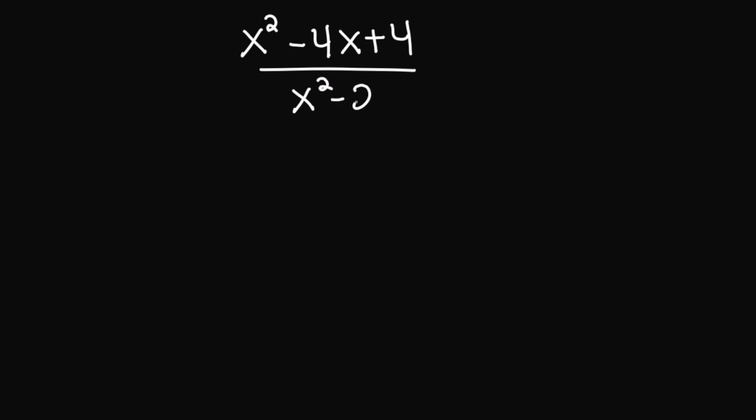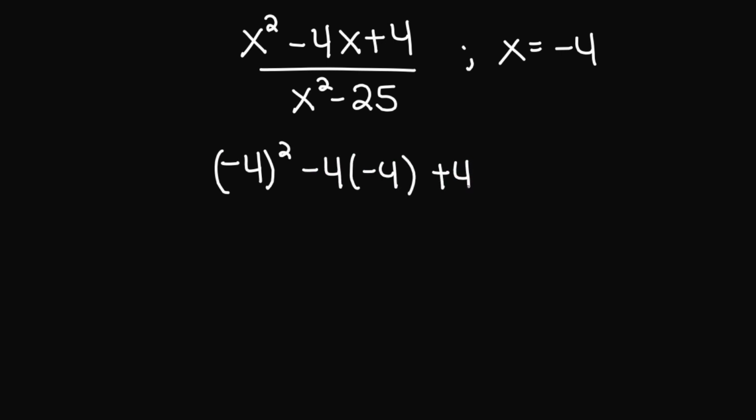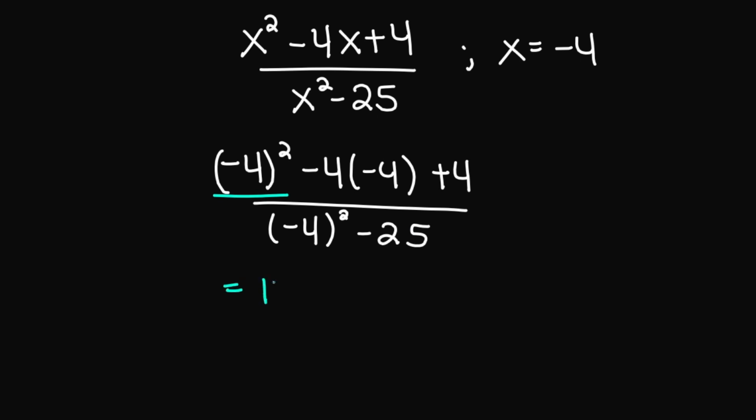So let's look at this expression here, x squared minus 4x plus 4 over x squared minus 25. And let's say we say x equals negative 4. So wherever there's an x, I'm going to replace that with a negative 4. So we have negative 4 squared minus 4 times negative 4 plus 4. And then my denominator, we have negative 4 squared minus 25. Negative 4 squared in my numerator, we're going to get 16 plus negative 4 times negative 4. That's going to give us a positive 16. So I'll write 16 there. And then we have our plus 4 right here.